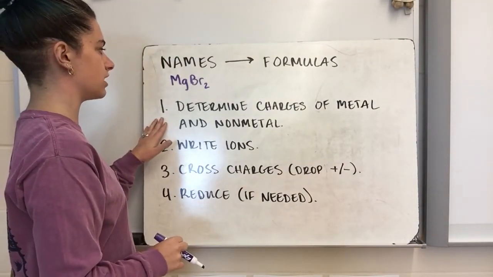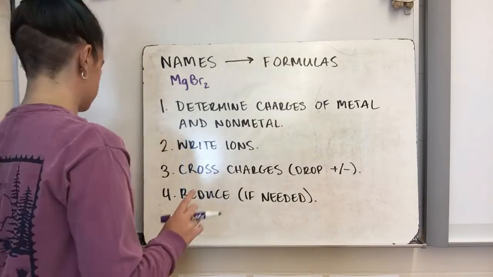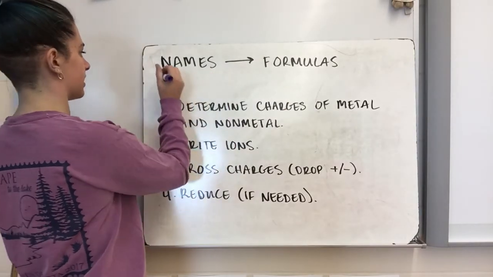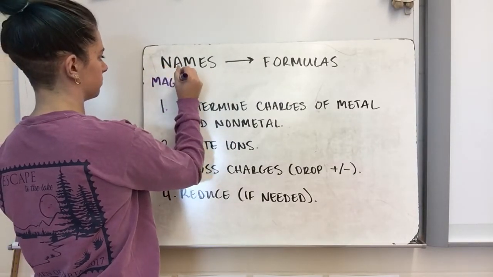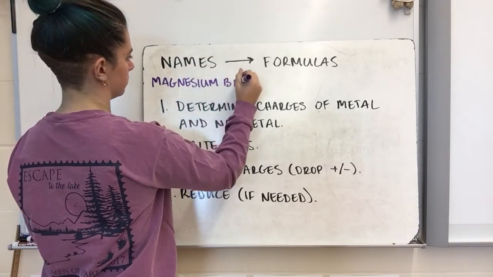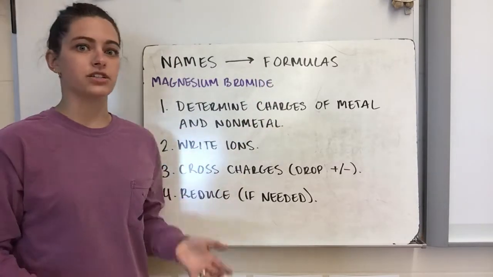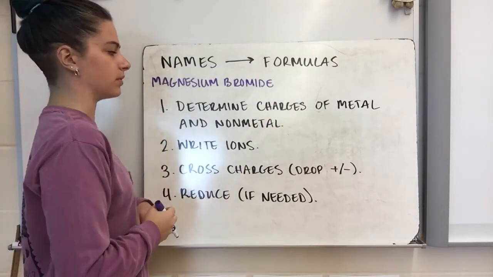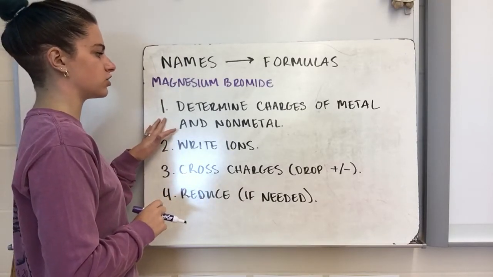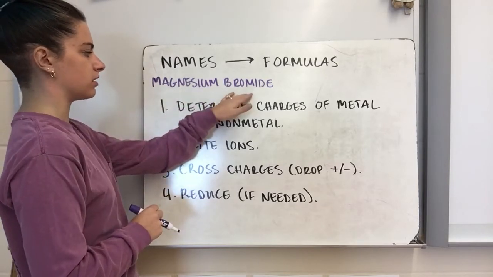So the first thing is to determine the charges of the metal and, oops, totally messed that up. I just gave you the answer. Even though I just gave you the answer, we're still going to use this as our example because it's a good one, okay? So the first thing that we need to do is determine the charges of our metal and our non-metal. So our metal comes first, our non-metal comes second.